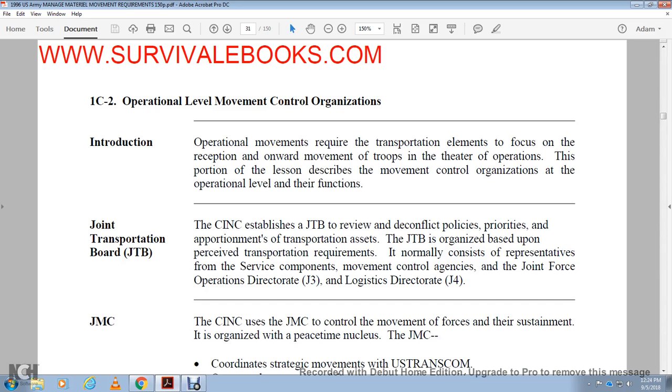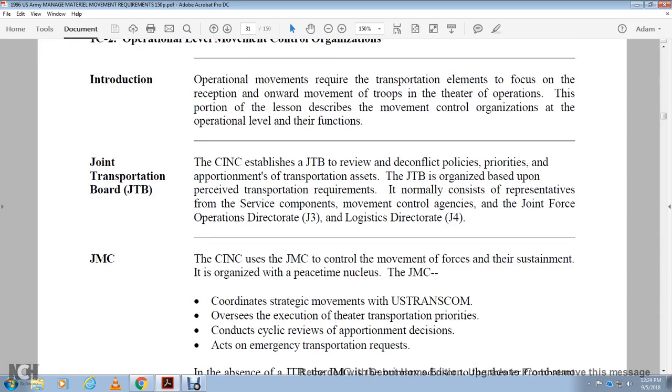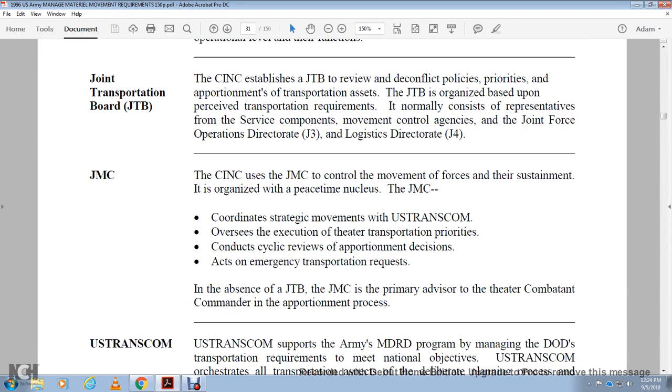The Joint Transportation Board is organized based on and proceeds with the transportation requirements, and normally consists of representatives of the service components, the movement control agency, the Joint Force Operations Directorate, and the Logistics Directorate, J4. The Commander-in-Chief and the JMC control the movement of the forces, organized the same as in peacetime. The JMC coordinates strategic movement of the U.S. Transportation Command, oversees execution of the theater transportation priorities, conducts the cycle review of the deployment decision, and handles emergency transportation requests in the absence of the Joint Transportation Board.